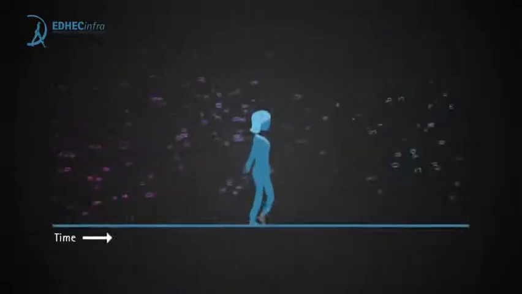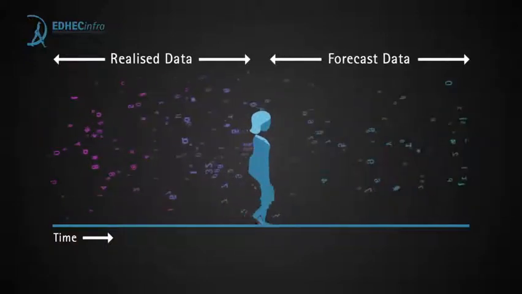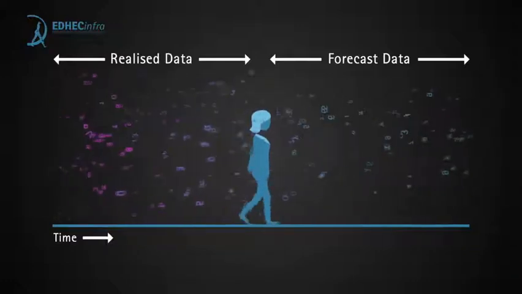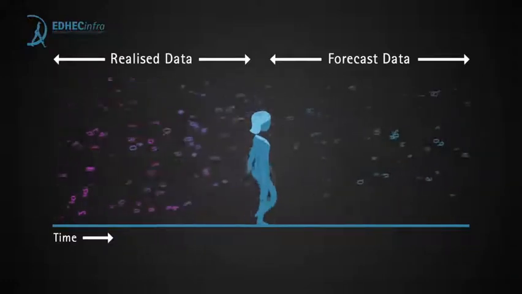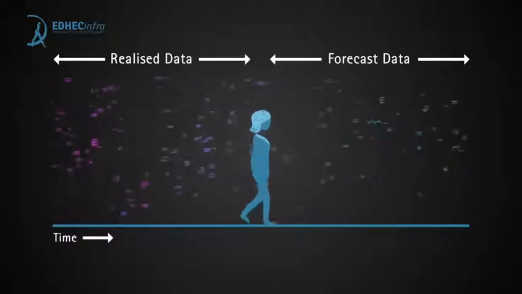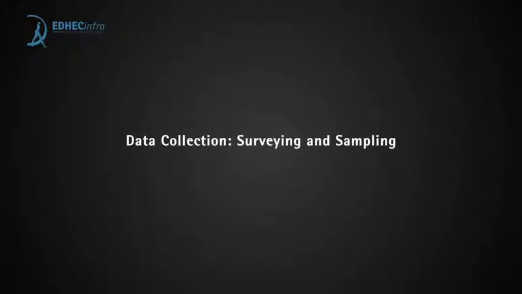For each point in time, we collect both realized and forecast data. As the observer moves forward in time, this information is updated. Because of the long-term nature of infrastructure investments, a dual time frame is required, capturing both occurrence and observation time. We are more interested in data quality than quantity.